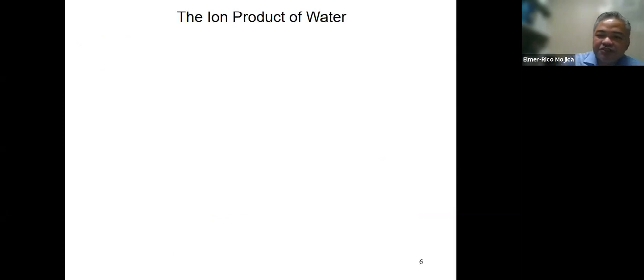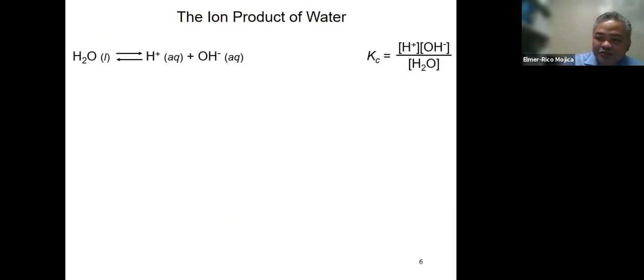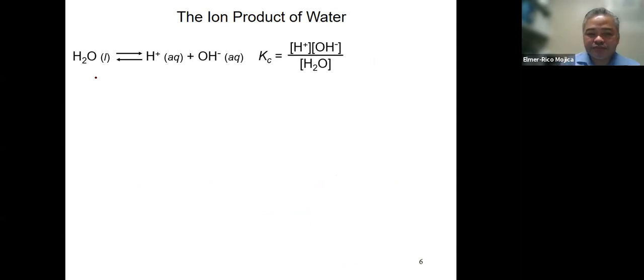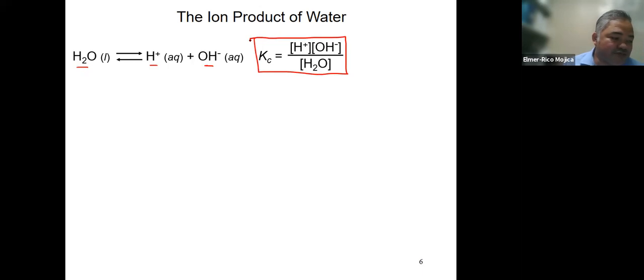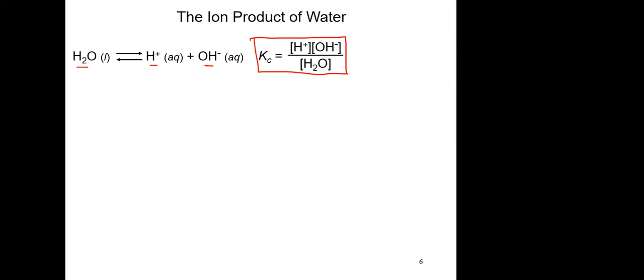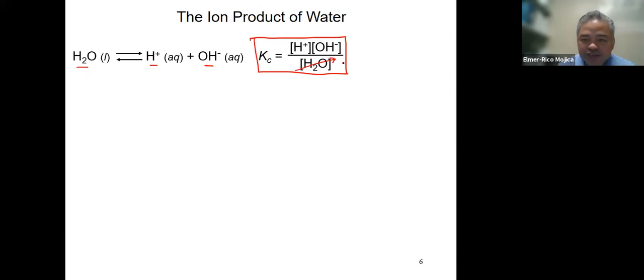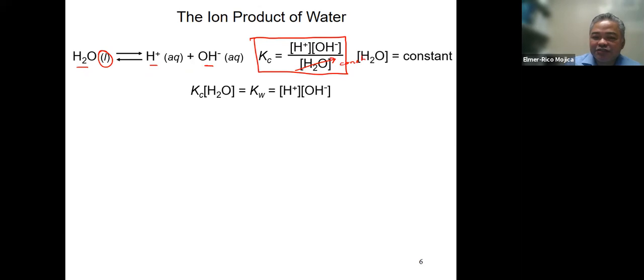Now, if we look at the ion product of water, as I've told you, a molecule of water can dissociate to give you H plus and OH minus. If you look at the law of mass action, this is what you have. But what's the problem with this expression? What's wrong with this? Anyone? The liquid water is there. So this one is a constant. Why? Because it's a liquid. So what will happen? You simplify the equation and you have this.